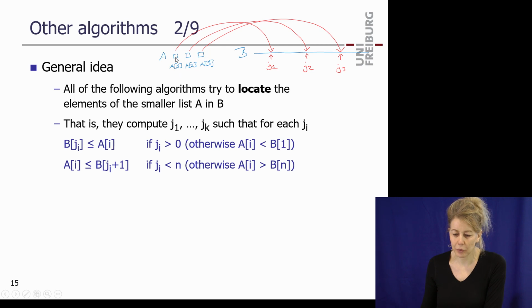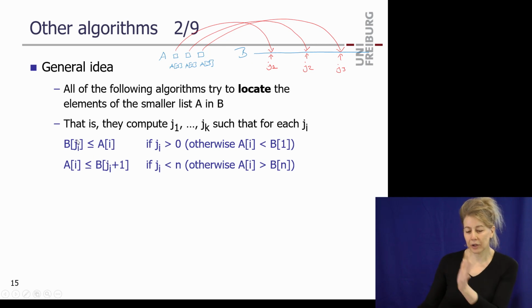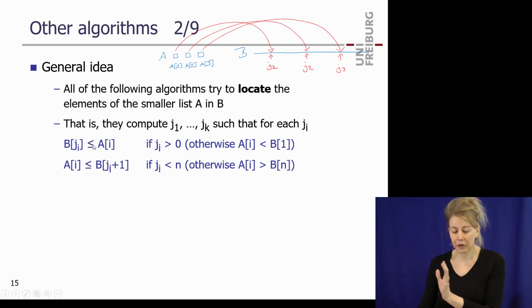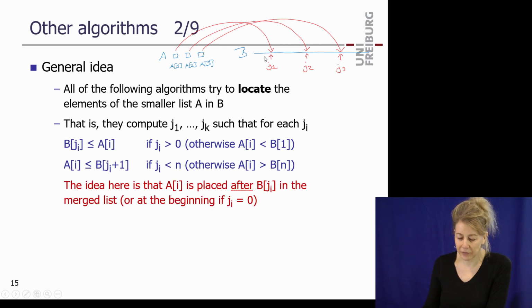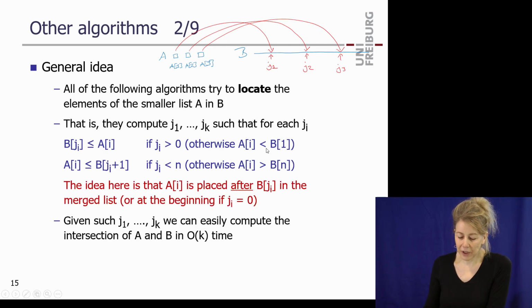What we are trying to do is locate the elements of A in B. When we have located them, we know that the element just preceding this position in B is smaller, and afterwards it's larger or maybe equal. Now, if we want to do an intersect, we can just check, is it equal to the one before or after? And if yes, we output it.